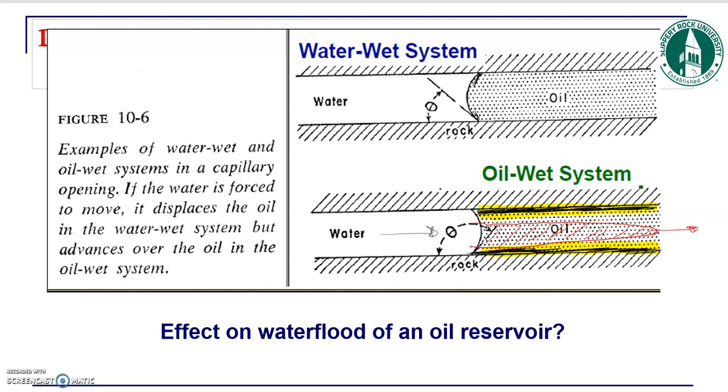of the pore. So your eventual recovery from water flooding in an oil wet system is less than in a water wet system, because water cannot remove the oil which is attached to the surface of the rock. So that's it for this part.